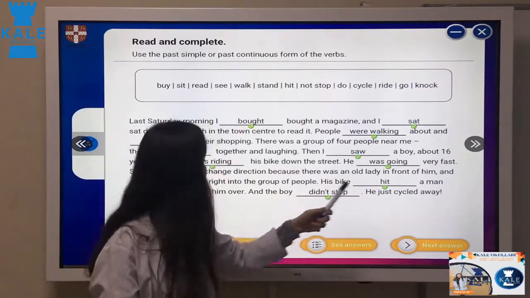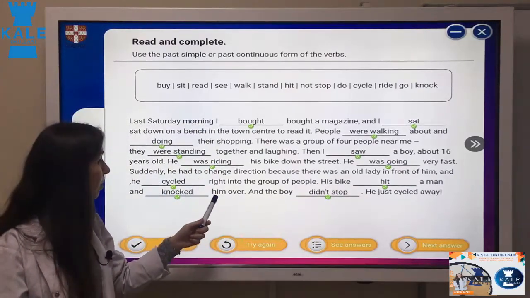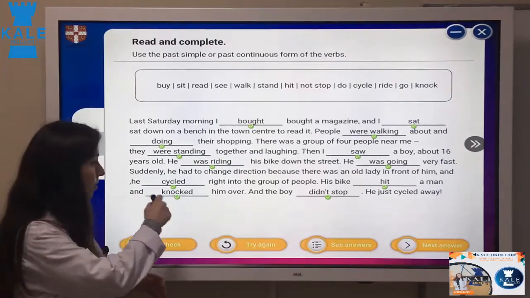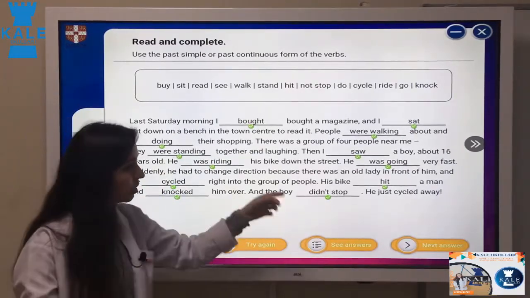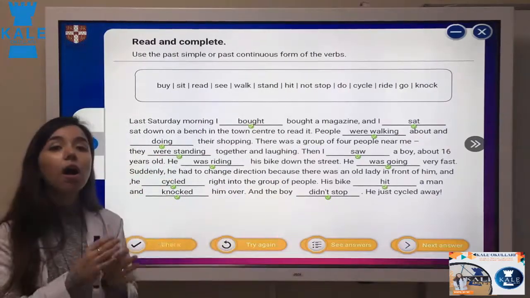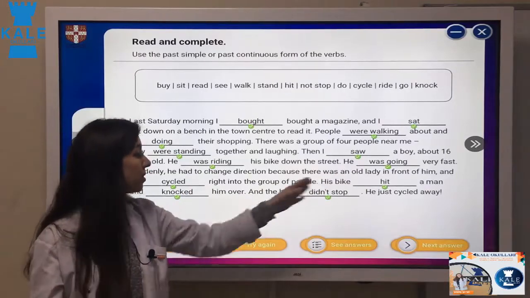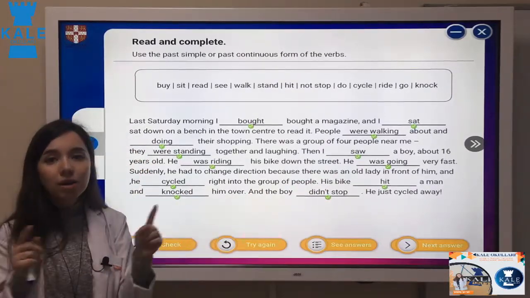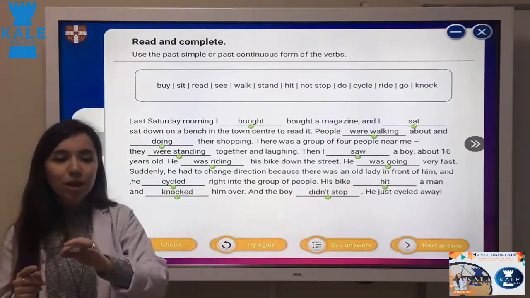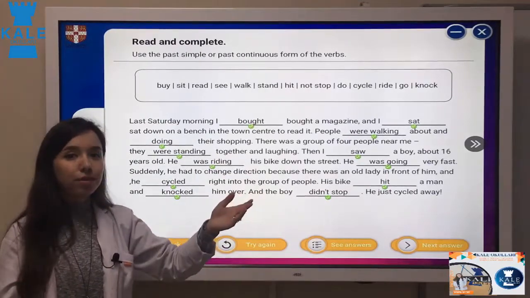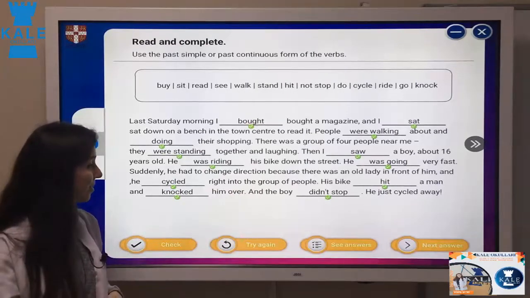His bike hit a man and knocked him over. Yes, again past simple. Why? He, look here, cycled right the other way, then hit a man, then knocked. All of them finished at the same time, not "was hitting" or "was knocking", because it's just for an exact moment. I hit him, I knocked him, then again I went home, for example. All of them are past simple.